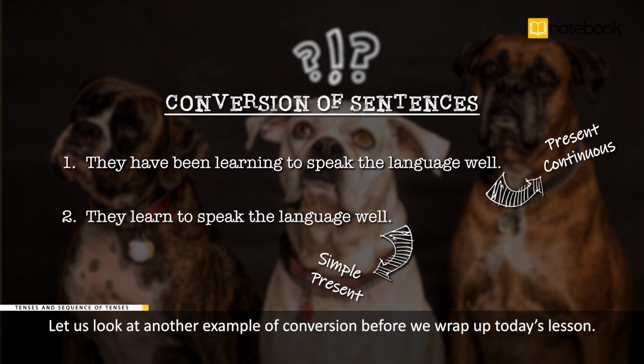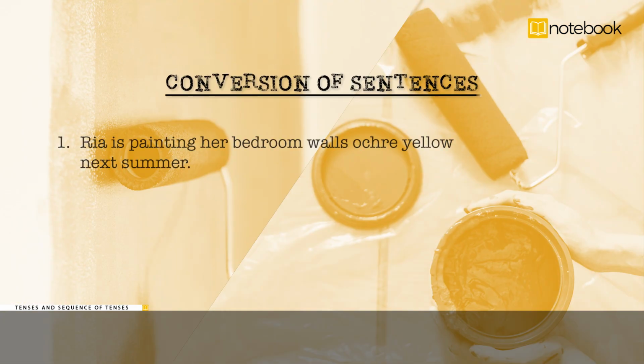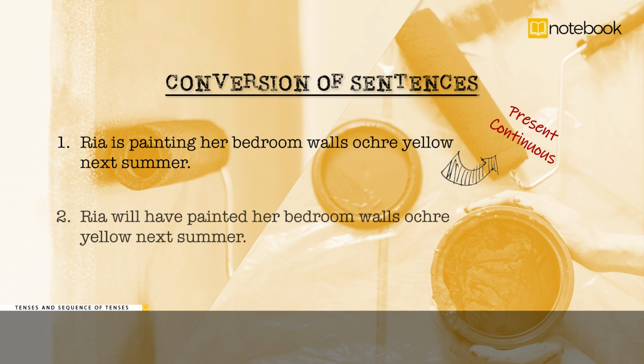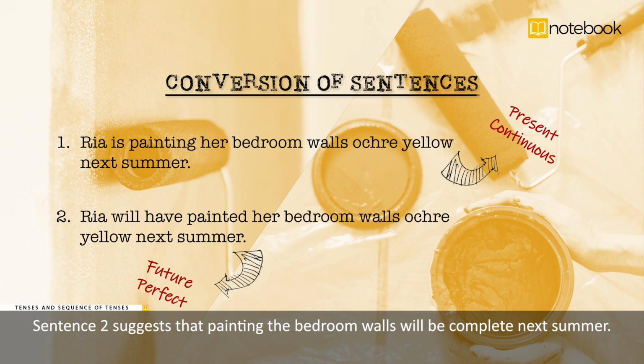Let us look at another example of conversion before we wrap up today's lesson. Ria is painting her bedroom walls ochre yellow next summer. Present continuous. Ria will have painted her bedroom walls ochre yellow next summer. Future perfect. Sentence 1 suggests that Ria has decided to paint her bedroom walls ochre yellow next summer. Sentence 2 suggests that painting the bedroom walls will be complete next summer.